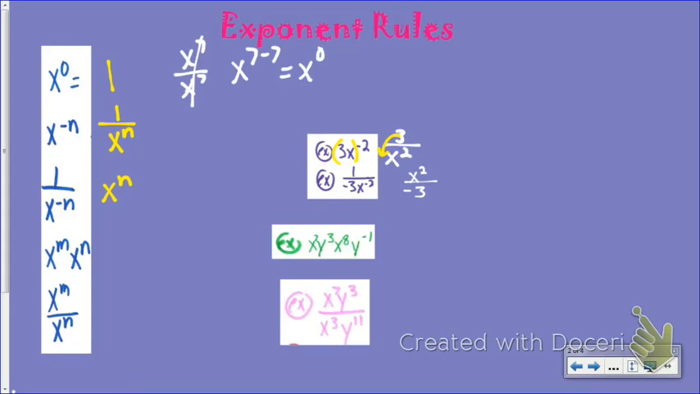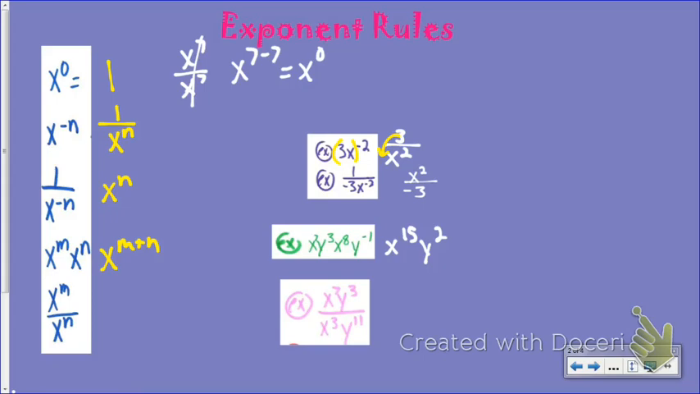Alright, our next rule is if you have the same base and different exponents and they're multiplied together, you can take those exponents and add them. But it only works if it's the same base. So like this example over here, I can only combine my two x's together, and I can combine my two y's together.